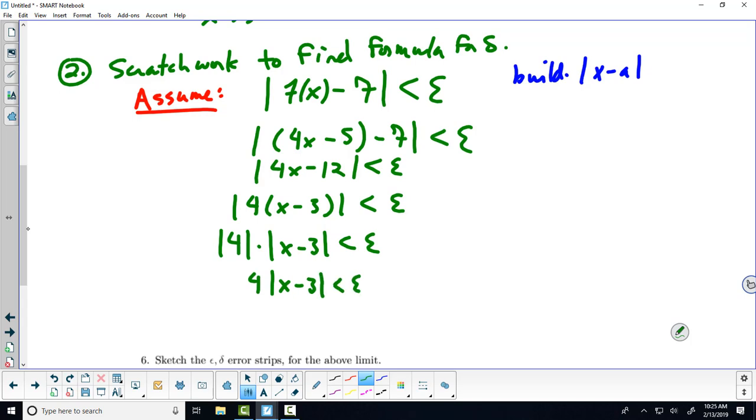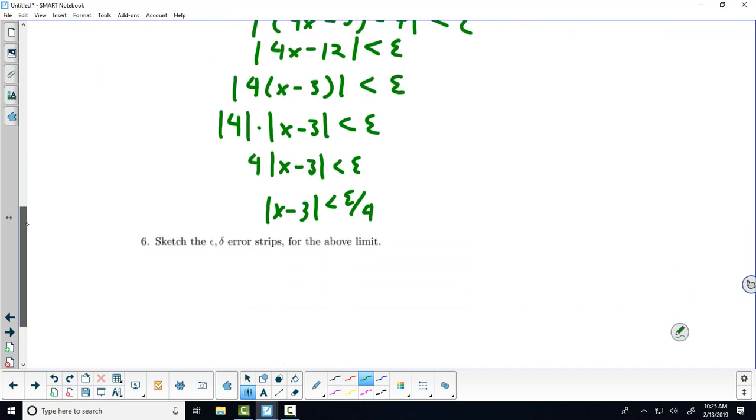I'm trying to build this expression right here. The last thing I have to do is divide this 4 over. So this gives me absolute value of x minus 3 is less than epsilon over 4. This will be my formula for delta when I go through to do the actual proof. Okay.